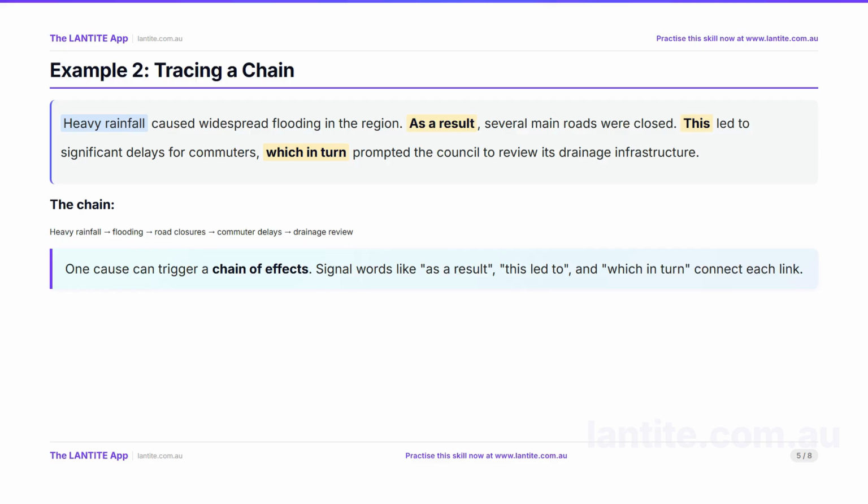Sometimes cause and effect is not just one pair. It is a chain where each effect becomes the cause of the next thing. In this passage, heavy rainfall caused flooding. As a result, roads were closed. This led to commuter delays, which in turn prompted a drainage review. That is 4 links in the chain, each one caused by the one before it. The signal words as a result, this, and which in turn connect each link. When you see a chain like this, trace it step by step. Do not jump from the first cause to the final effect without understanding the links in between.